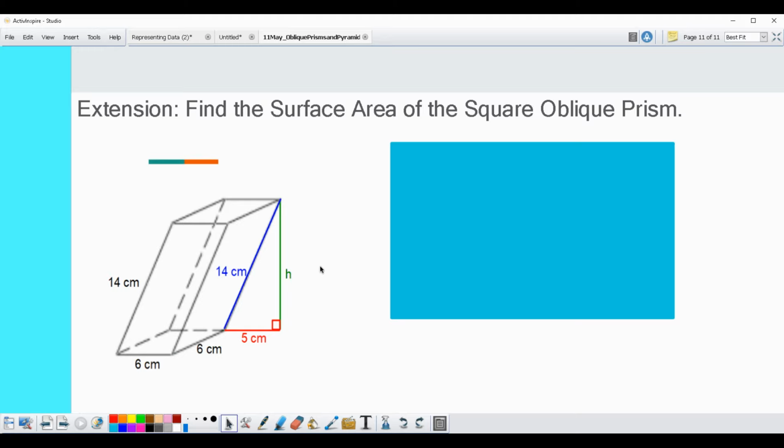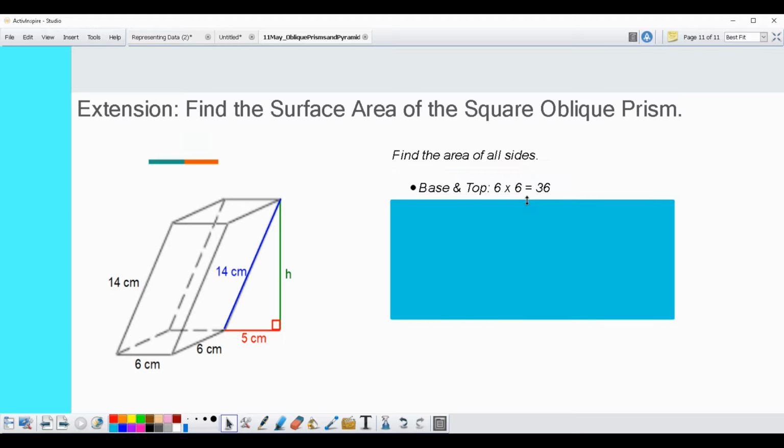So here is kind of an extension. How would we find the surface area of this square oblique prism? What would we need to do with that? And you may say, well, all we do is find the area of each surface, and you're absolutely correct. It's just that some of these surfaces are parallelograms, so we have to think through how that would work in this particular instance. So we find the area of all the sides, as you suspected.